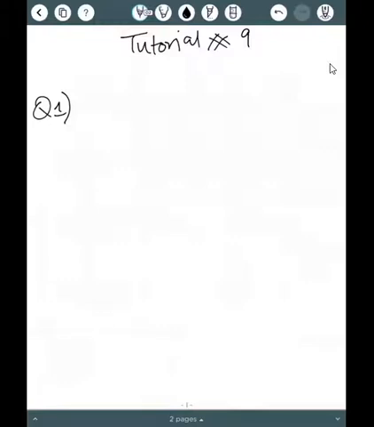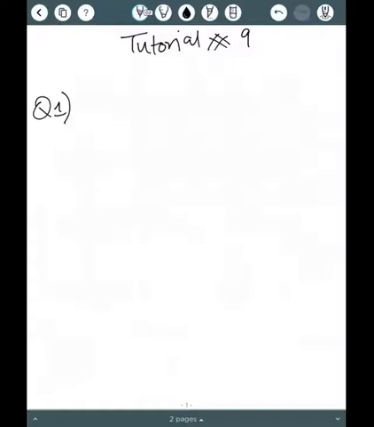I would suggest you open up the tutorial question paper from LMS. It's saved in the tutorials folder, so that you can read the question side by side and it gets easier for both of us. So let's move on to the first question.